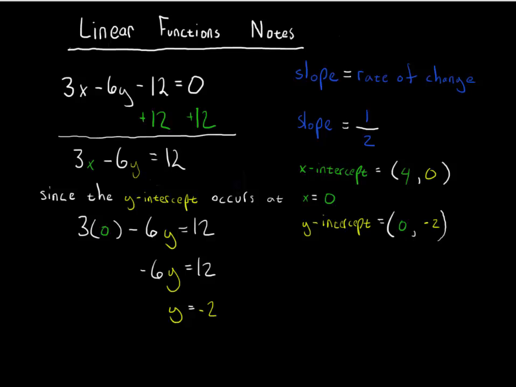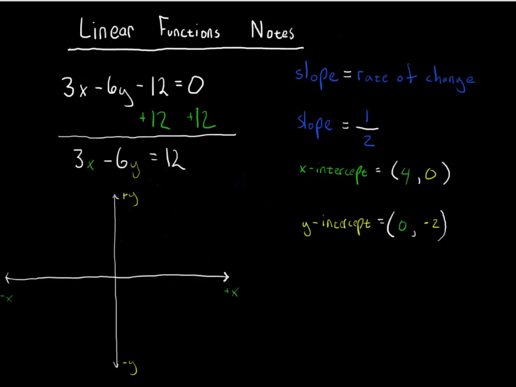Now we're ready to take this equation to a graph. The y-intercept is at 0, negative 2, and the x-intercept is at 4, 0. By connecting those 2 points with a line and extending it, I've got the shape of the graph. But what about the slope?